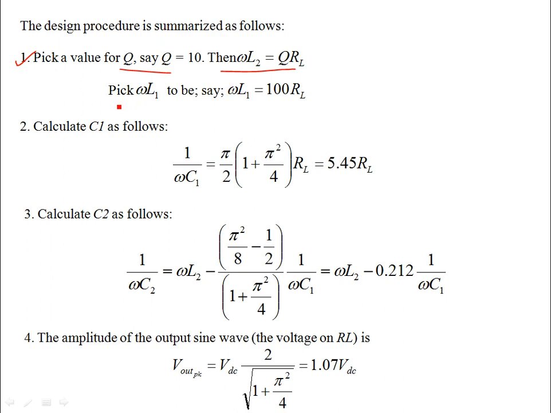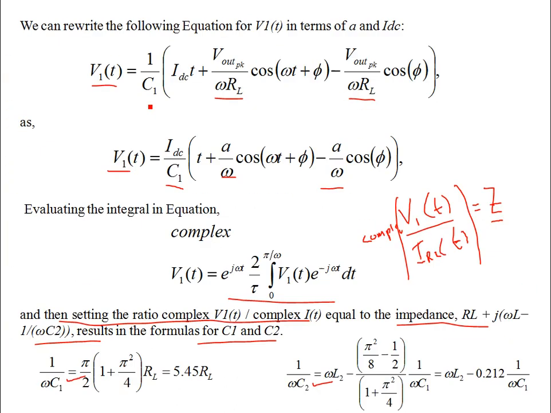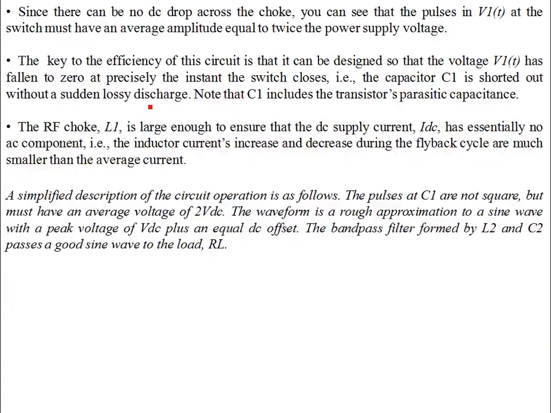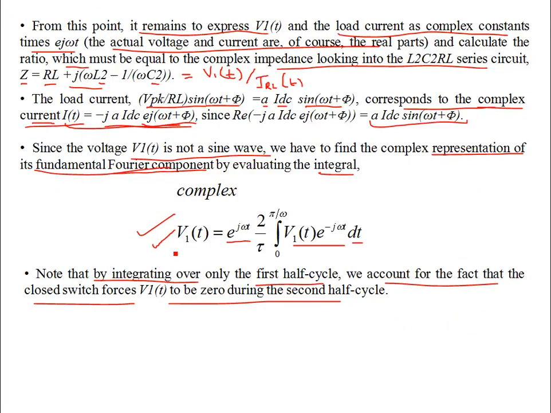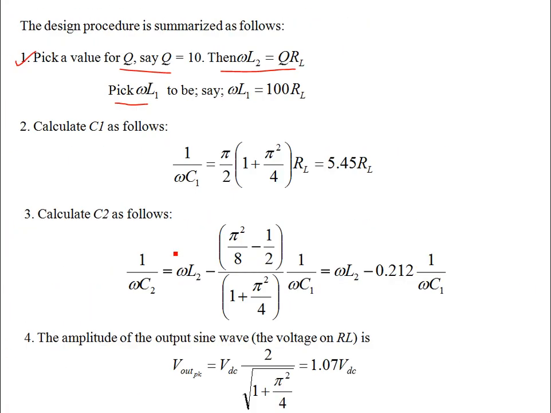Then again you have to find the choke reactance. L1, you remember, is the RF choke over here. This is your L1. So omega L1 can be equal to, let's say, 10 times what you had earlier for a very high Q L2.